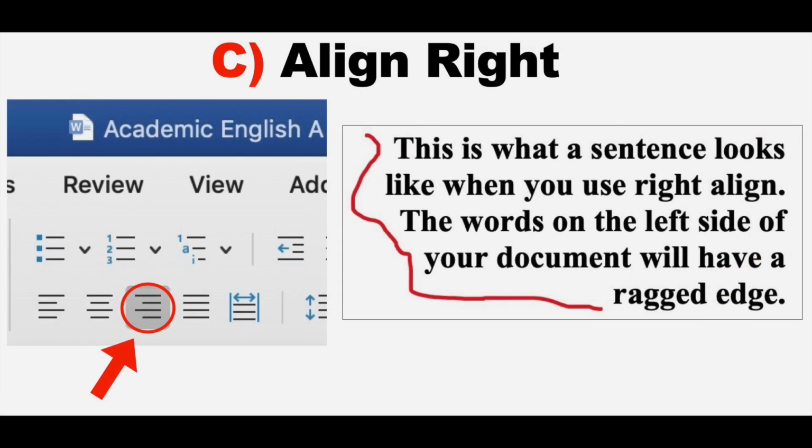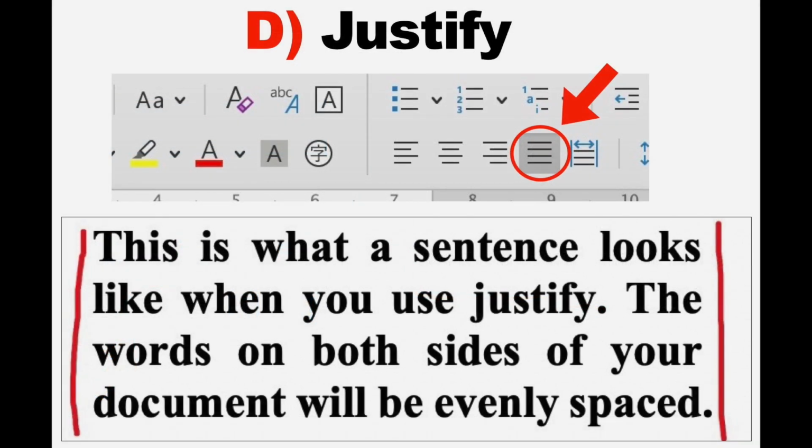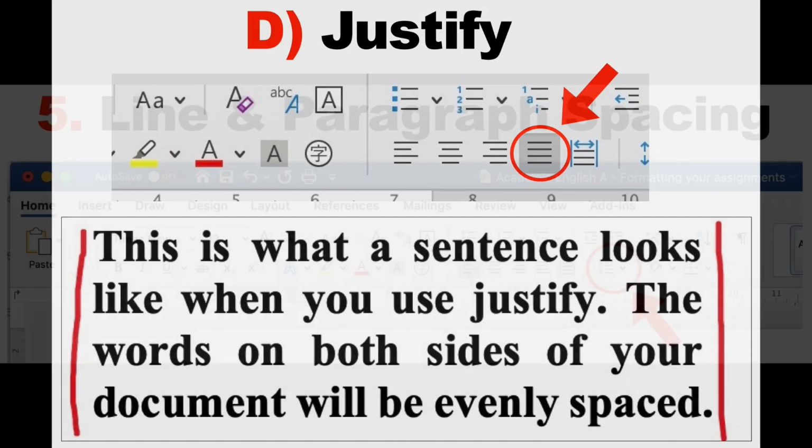Letter C is align right. The left side has a crooked edge, whereas the right side is straight. You will need to use the align right function when you type out your student information, your full name, student number, course code, class, and date. Letter D is justify. This style of alignment is often used in novels and newspapers.